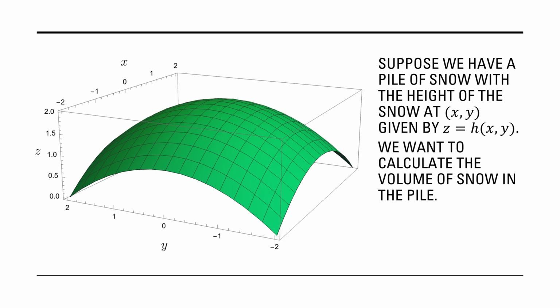So let's suppose we have a pile of snow. The first slide had a pile of snow, so that's our motivation here. We're going to suppose we have a pile of snow and that at each point (x, y) below the pile of snow, our function h(x, y) gives the height of the snow. And what we want to do is estimate the volume of snow in this pile.